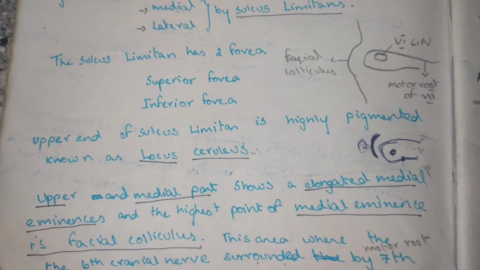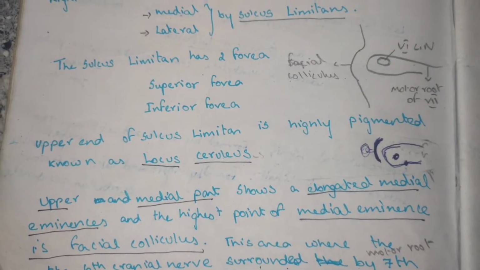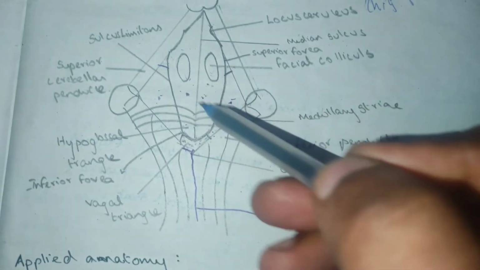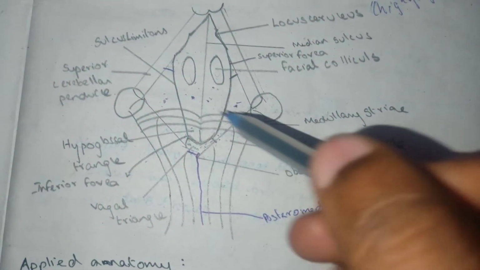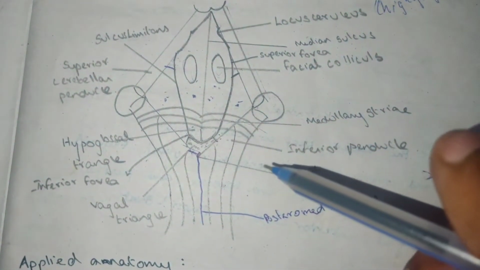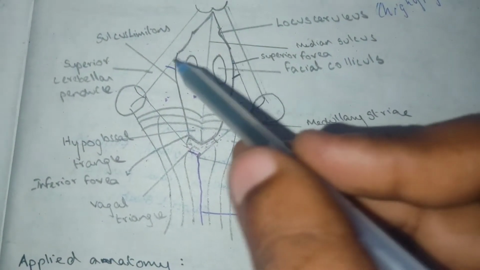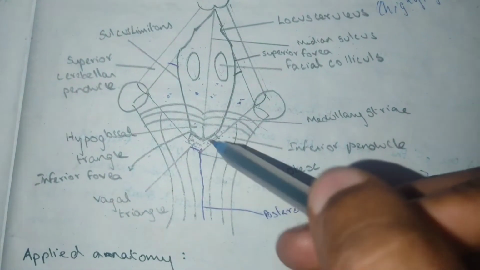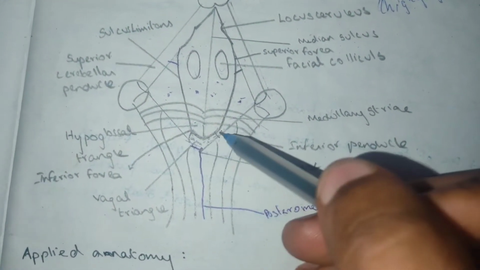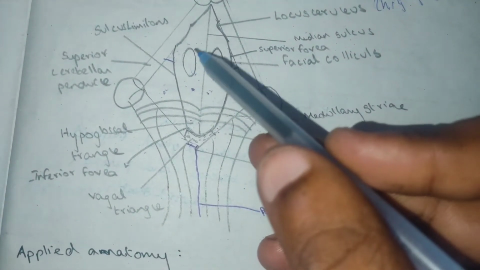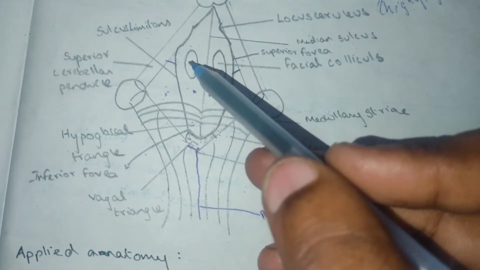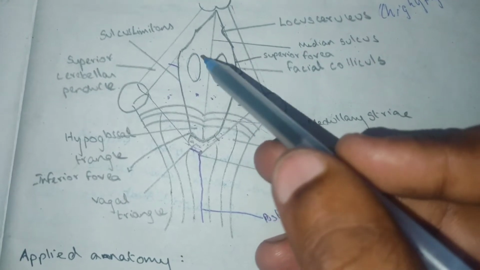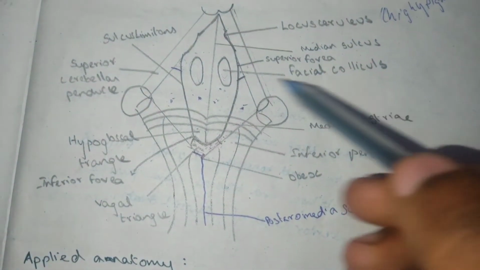It is a medial as well as a round eminence. I will show it in the image. This sulcus limitans has two fovea in it, the superior fovea as well as the inferior fovea. This one is the superior fovea, and here is the inferior fovea. And this is known as the facial colliculus, where the seventh cranial nerve comes around the sixth cranial nerve and forms a colliculus.